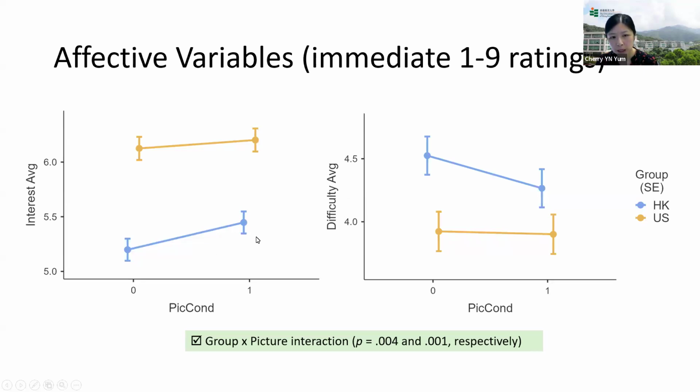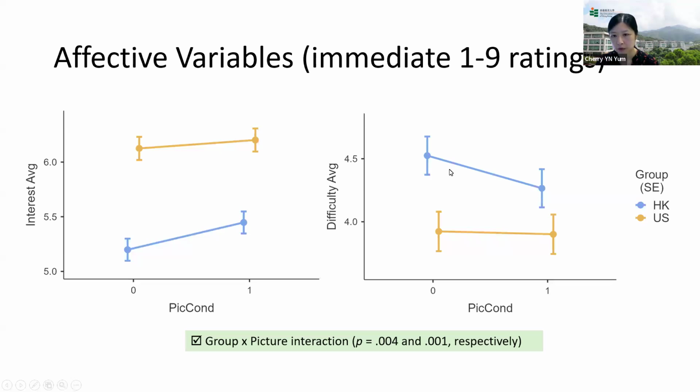And we see the blue line here is the Hong Kong group, the L2 English group, is a significant difference between, this is the picture condition. If the stimuli is presented with a picture, Hong Kong second language participants rated the interest as higher. Whereas for the L1 group, this difference was not significant.